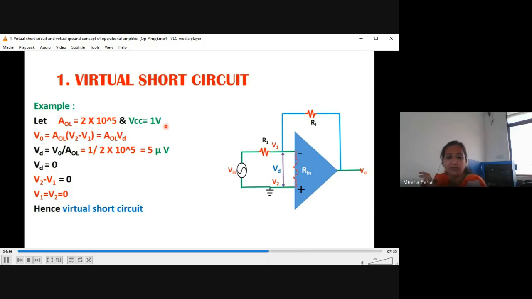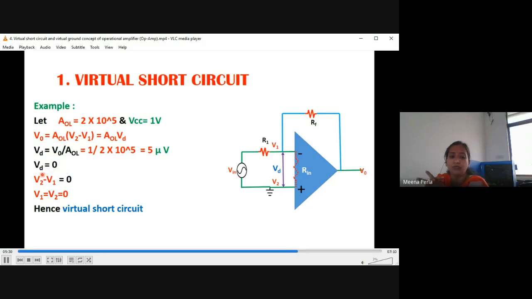So an operational amplifier amplifies the difference between the input signals. Output voltage is equal to the open loop gain AOL into V2 minus V1, that is equal to AOL into VD. So from this we can find VD, that is V0 by AOL. We know the AOL value and VCC, that is the output voltage. So we get 5 microvolt as differential voltage, which is very small. Since VD is very small, it will be approximately 0.